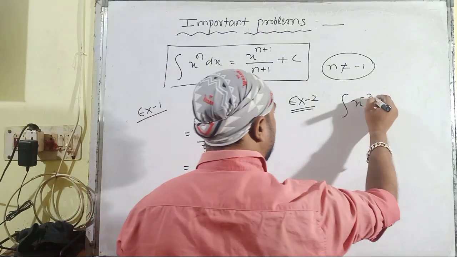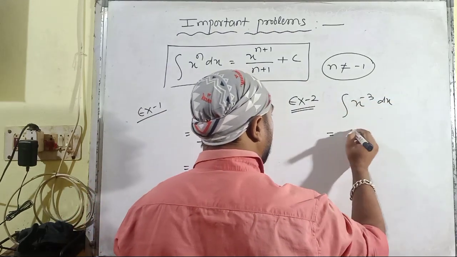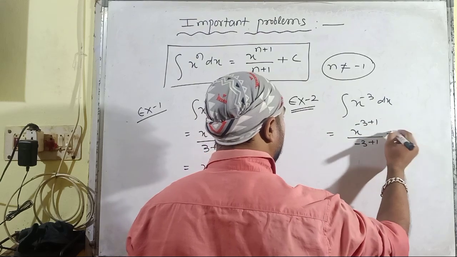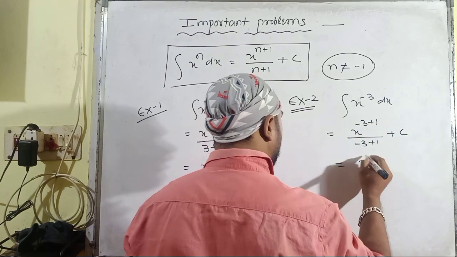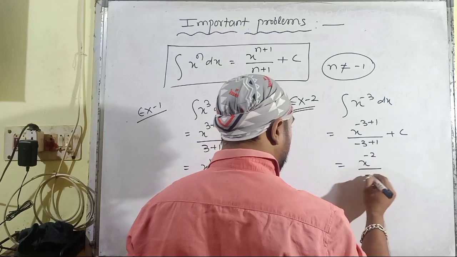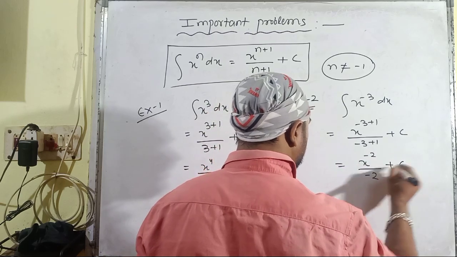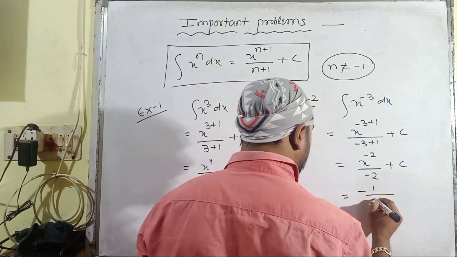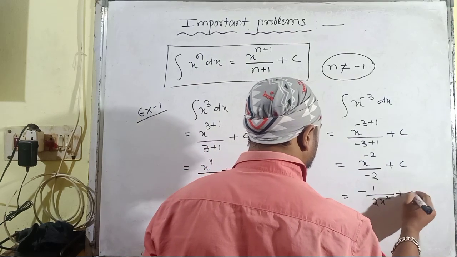integral of x to the power minus 3 dx, it will be x to the power minus 3 plus 1 divided by minus 3 plus 1 plus any constant c, then it will be x to the power minus 2 divided by minus 2 plus any constant c, and you can also simplify this step: minus 1 divided by 2x square plus any constant c.